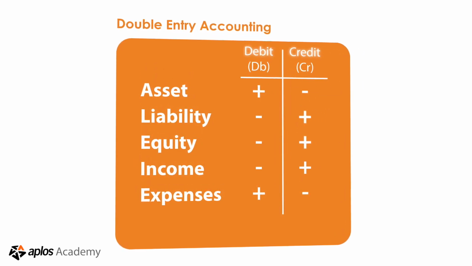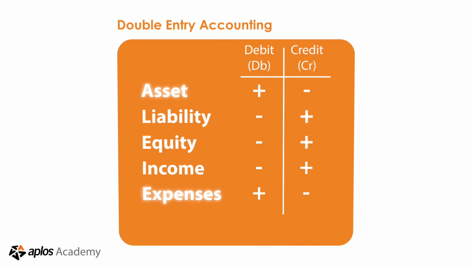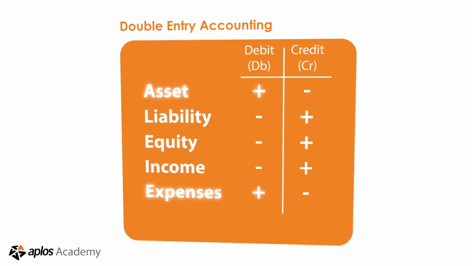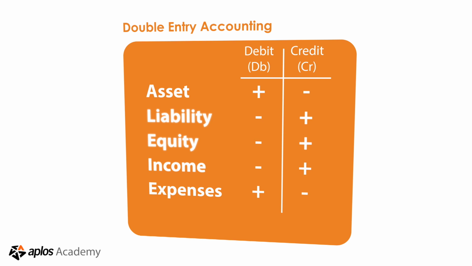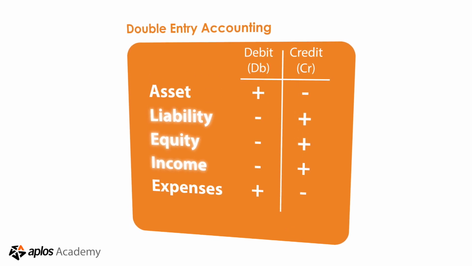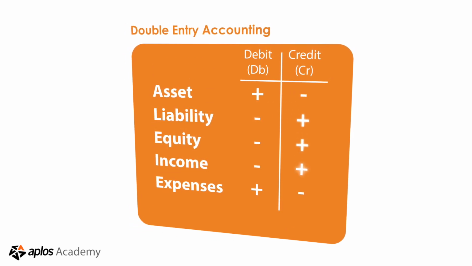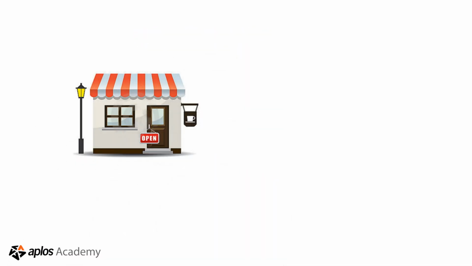There are 5 types of accounts, and each one is increased or decreased by a debit or a credit. If you're increasing an asset or an expense account, you would use the debit column. And for increasing liabilities, income, and equity, you would use the credit column. Every transaction has a debit and a credit amount, and these amounts will always equal each other. Let's take a look at an example so you can see how this actually plays out.